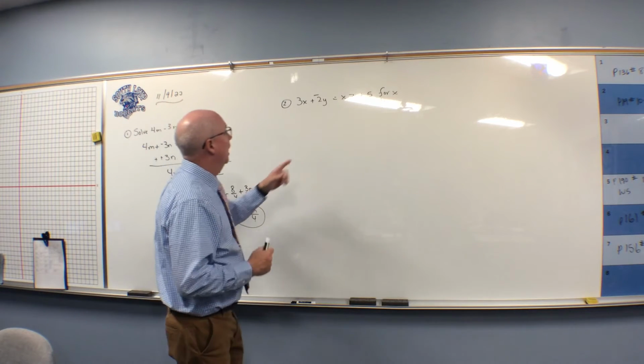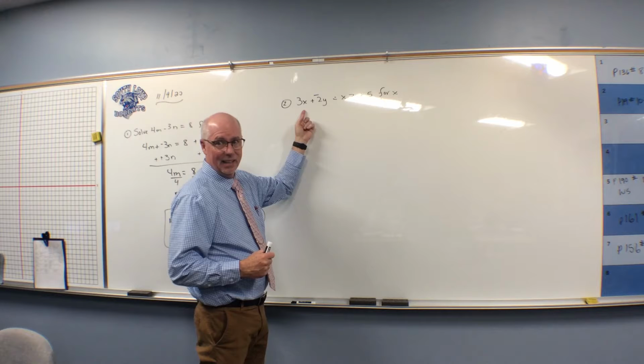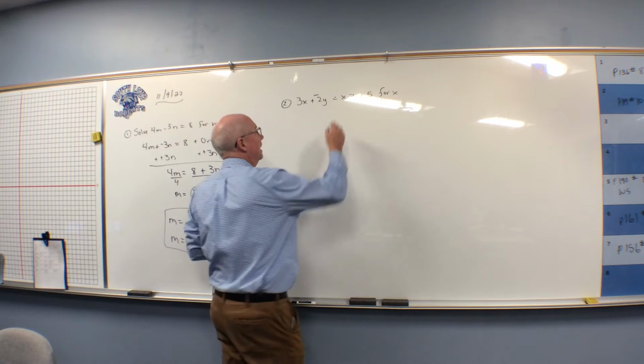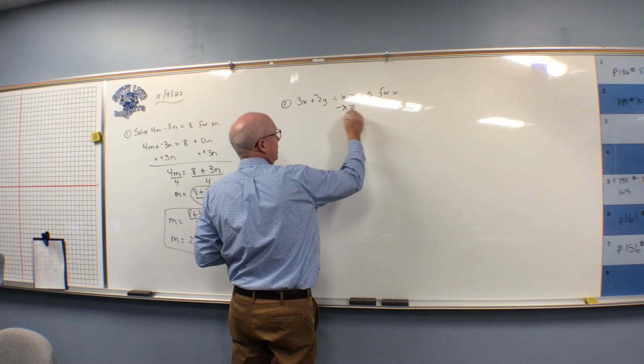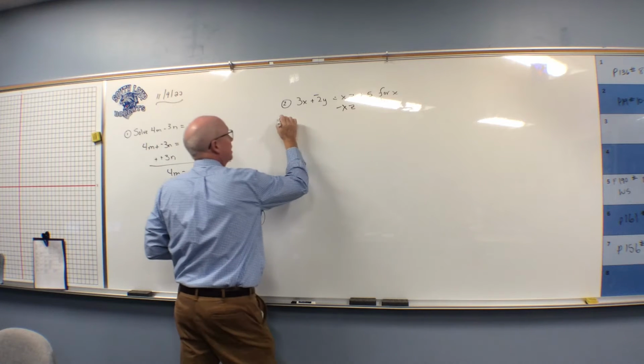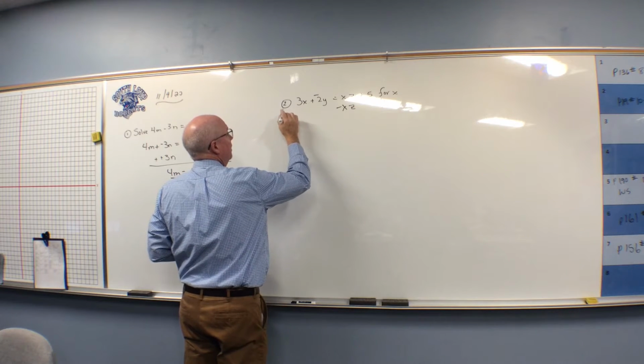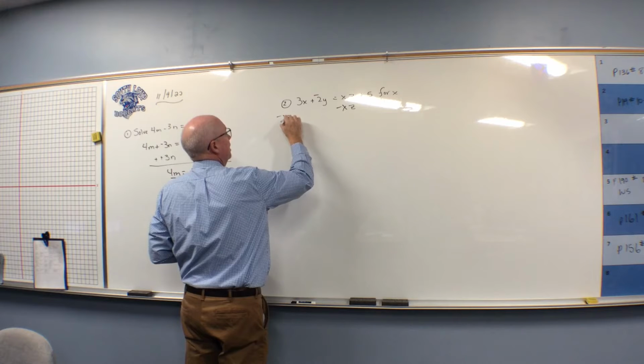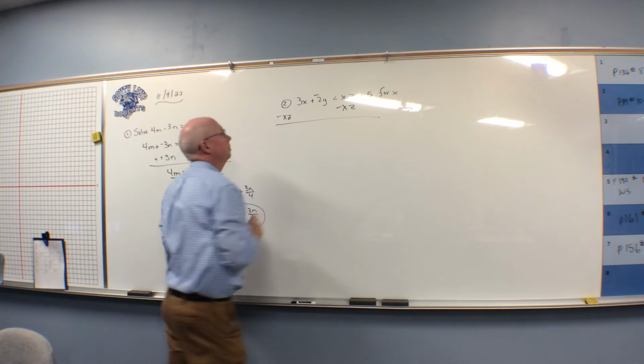First of all, I want to move this xz over to this side. So I'm going to subtract an xz from this side, because it is an xz. But if I do it to this side, I have to do it to this side, right? So I'm going to do it out here, minus xz. Why do I do it out here?